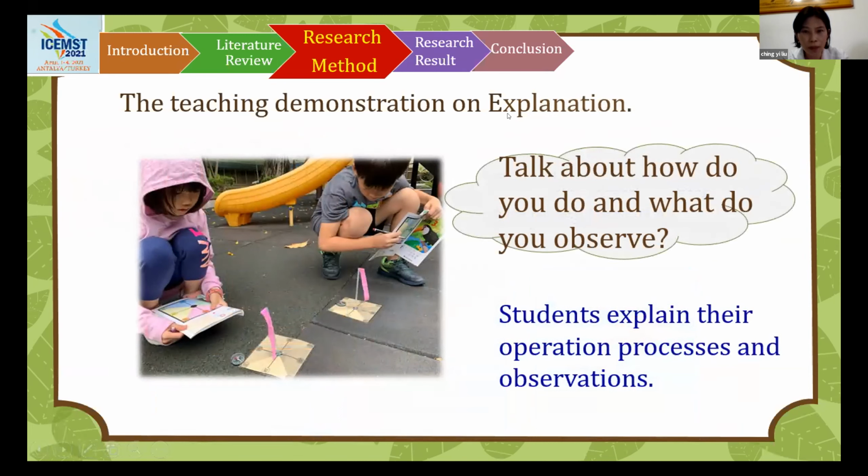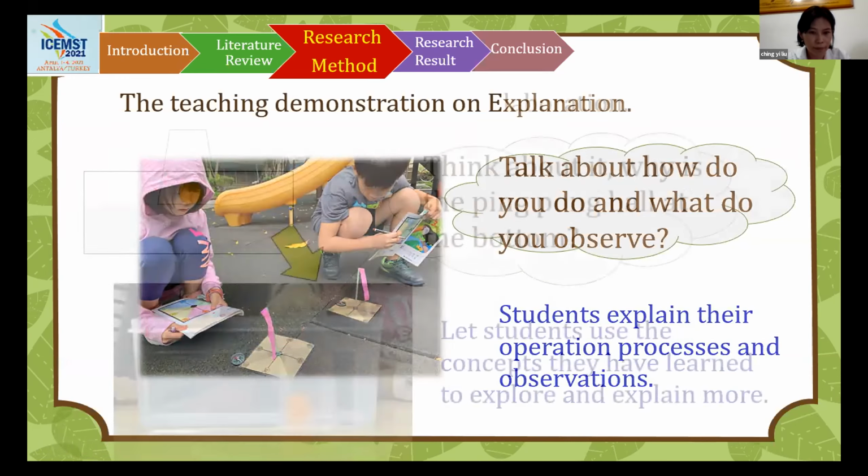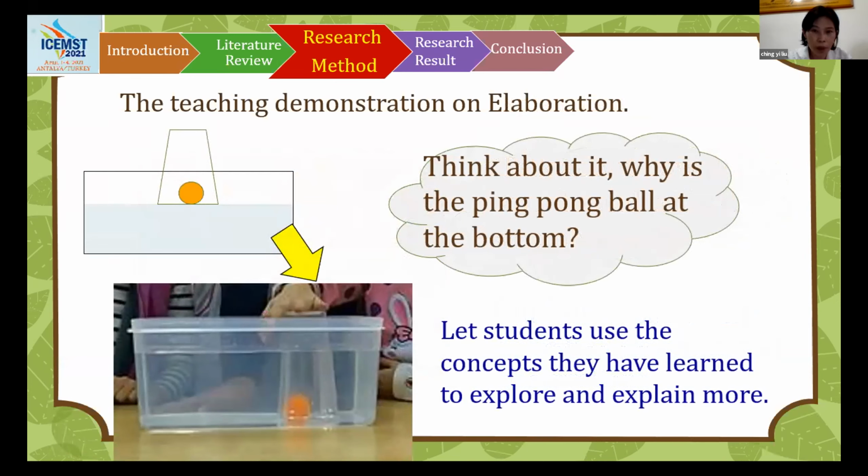The demonstration on explanation. Talk about how you did it and what you observed. In this stage, students explain their operation process and observations. The teaching demonstration on elaboration. In this stage, the teacher provides an experiment with the same concept, letting students use the concept they have learned to explore and explain more. Think about it: why is the ping pong ball at the bottom?